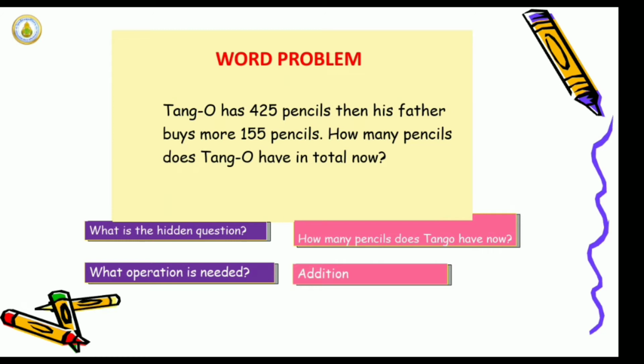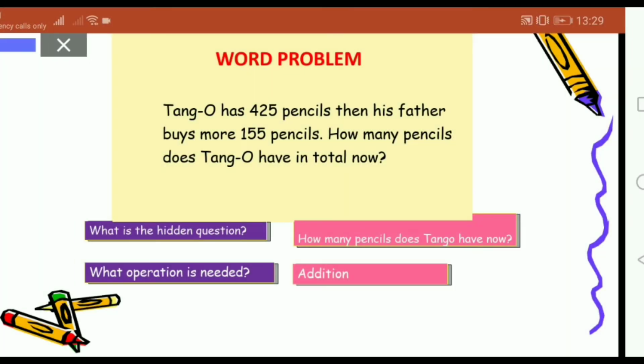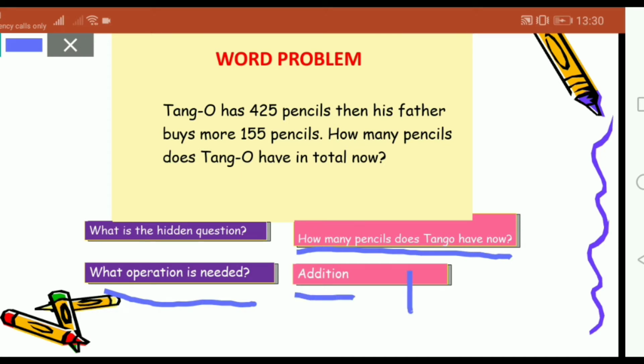Again, this is problem number 1. What is the hidden question? The question is, how many pencils does Tang O have now? What operation is needed? The operation that we're going to use in this problem is addition. So we're going to add the numbers 425 and 155. Let's add.